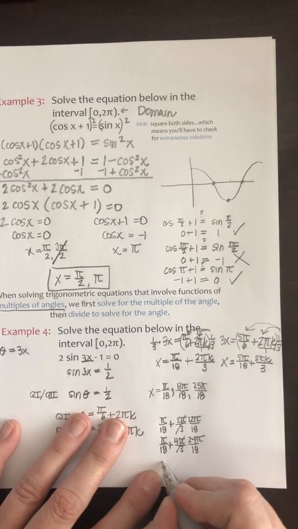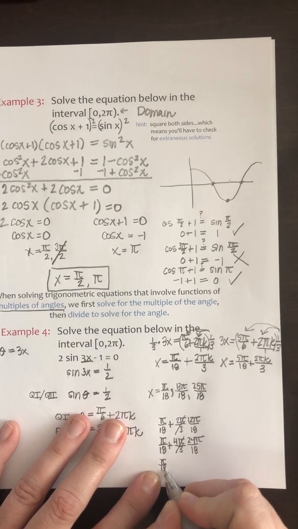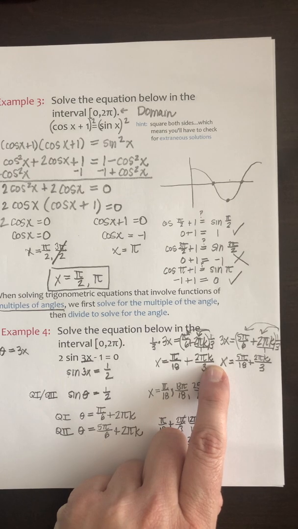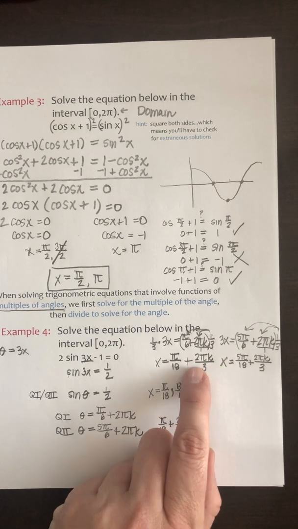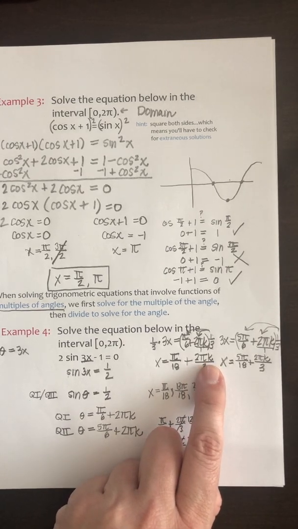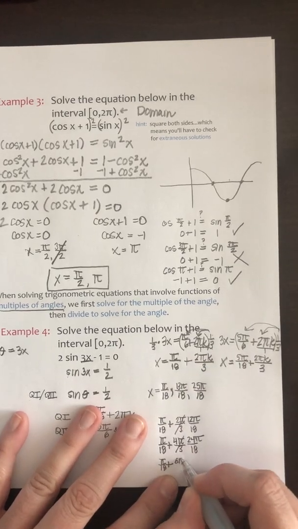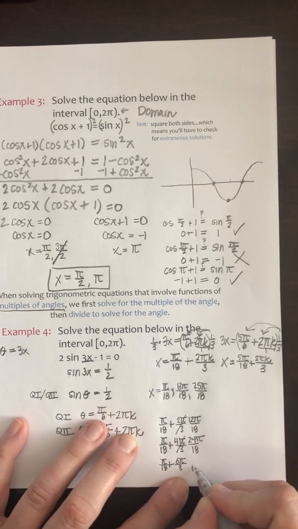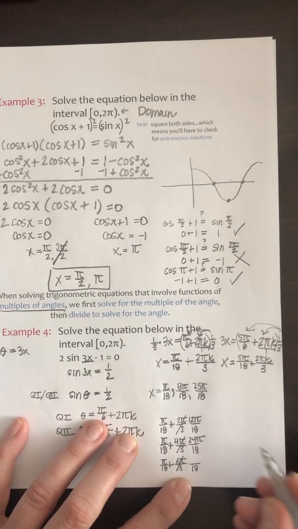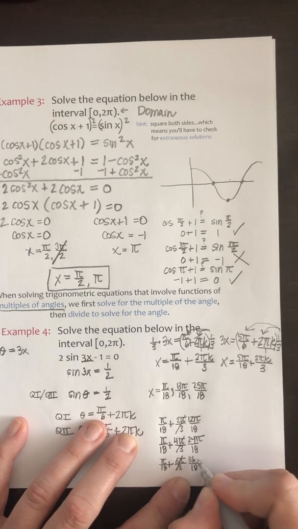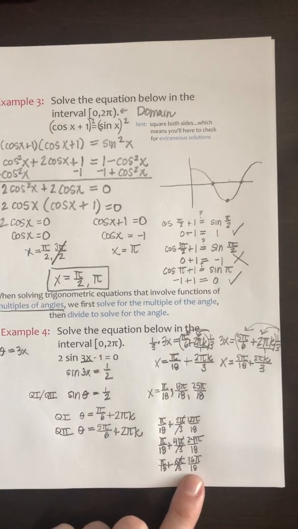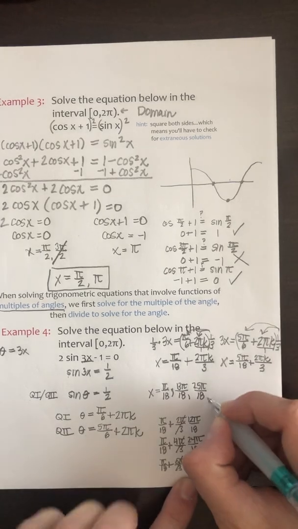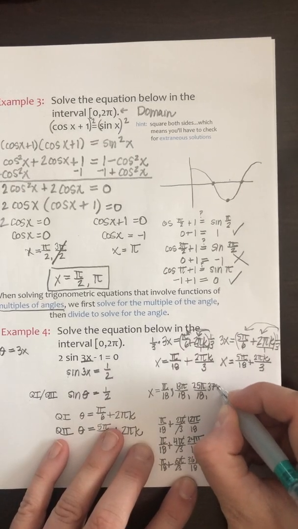All right, let's do it again. Pi over 18. This time I'm going to say, okay, what if k is 3? Well, if k is 3, then 2 pi times 3 is 6 pi. So I have 6 pi over 3. Again, I need a common denominator, don't I? So I'm going to turn that into 36 pi over 18. So pi over 18 plus 36 pi over 18 is 37 pi over 18.